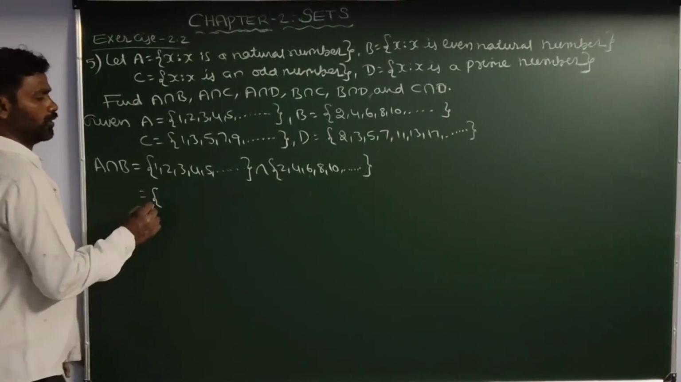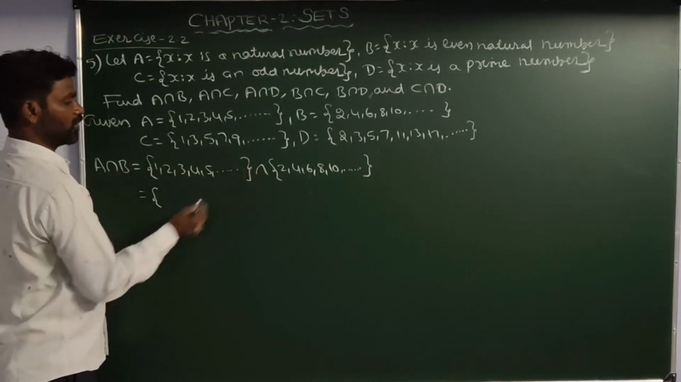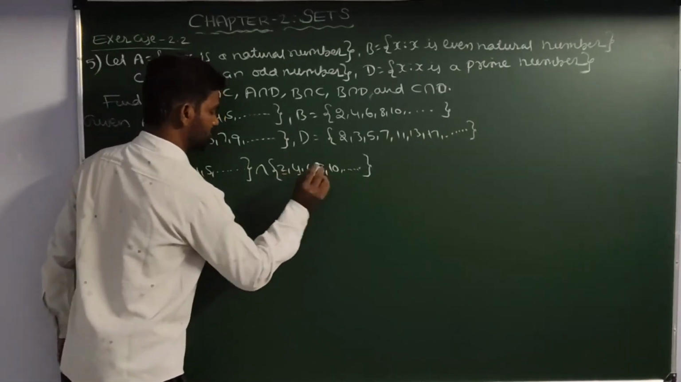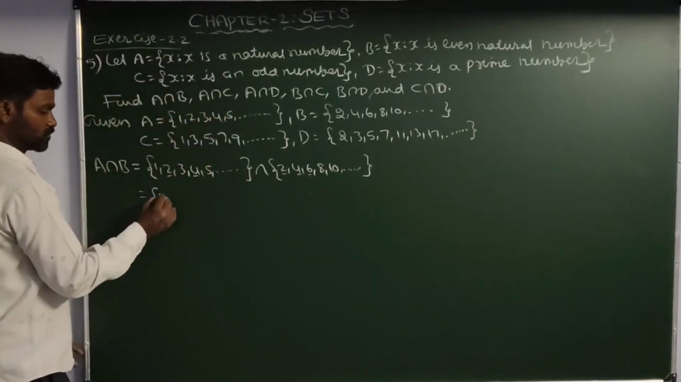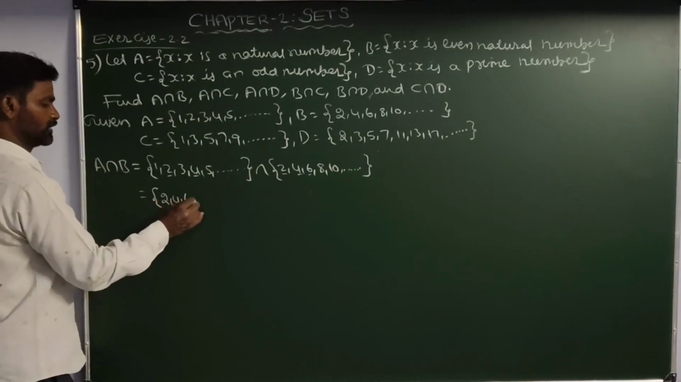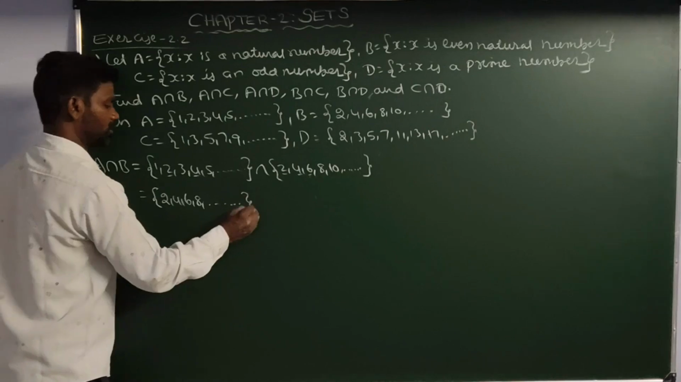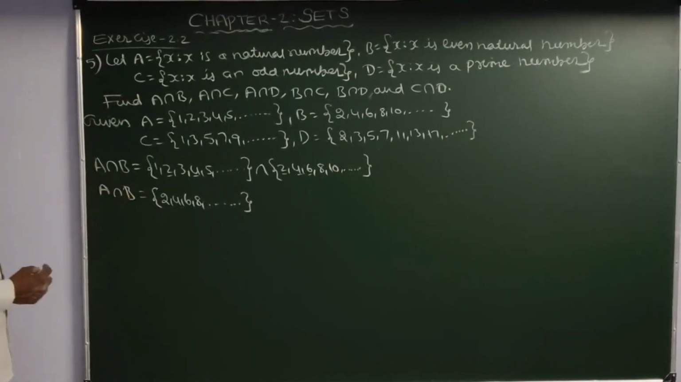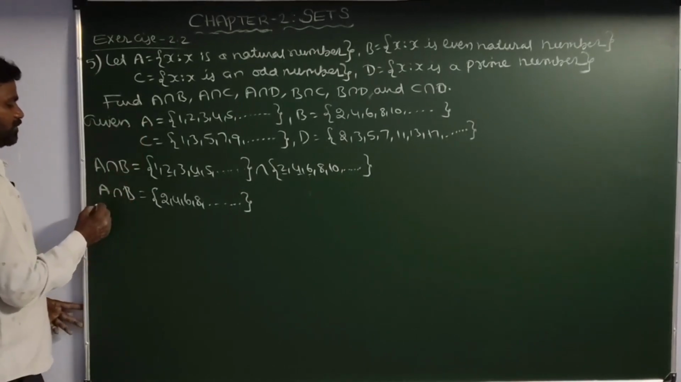That is equal to the common elements. For intersection, we have to take only the common elements. What are the common elements? 2, 4, 6, 8, and so on. These are the common elements we get. Therefore, that is A intersection B. That is the first one we found. Now let us find the second one.